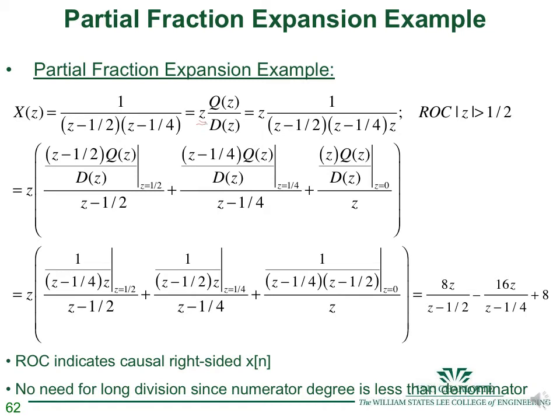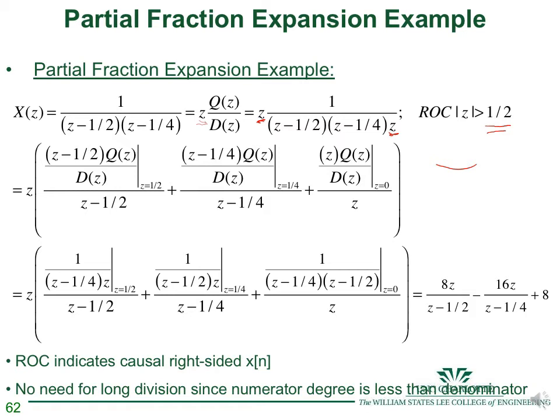By the way, the ROC is the magnitude of z greater than 1/2, because I have poles at minus 1/4 and 1/2, and the region would be outside the furthest out pole, because a region of convergence is finite, so it cannot contain a pole. So the outermost pole sets the region of convergence.